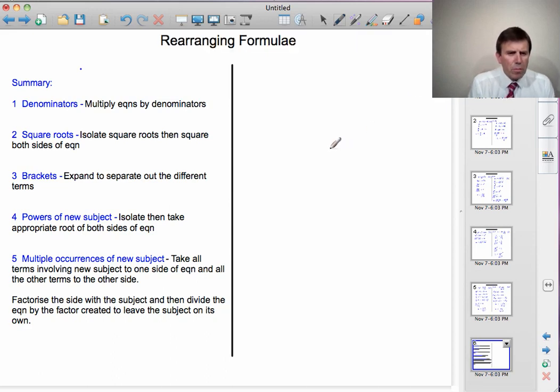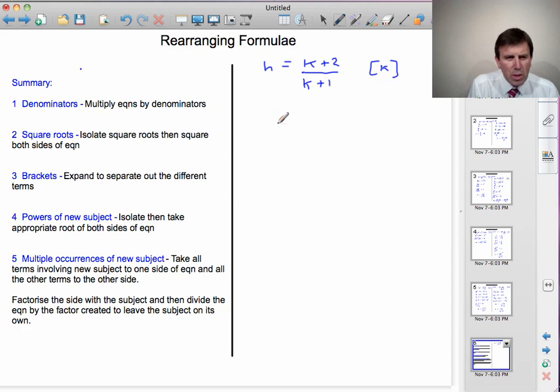Right. Multiple occurrences of new subject. Take all terms involving the new subject to one side of the equation and all other terms to the other side. Well, let's have a specific example to deal with. Suppose I have h equals k plus 2 over k plus 1. And we're going to make k the subject.